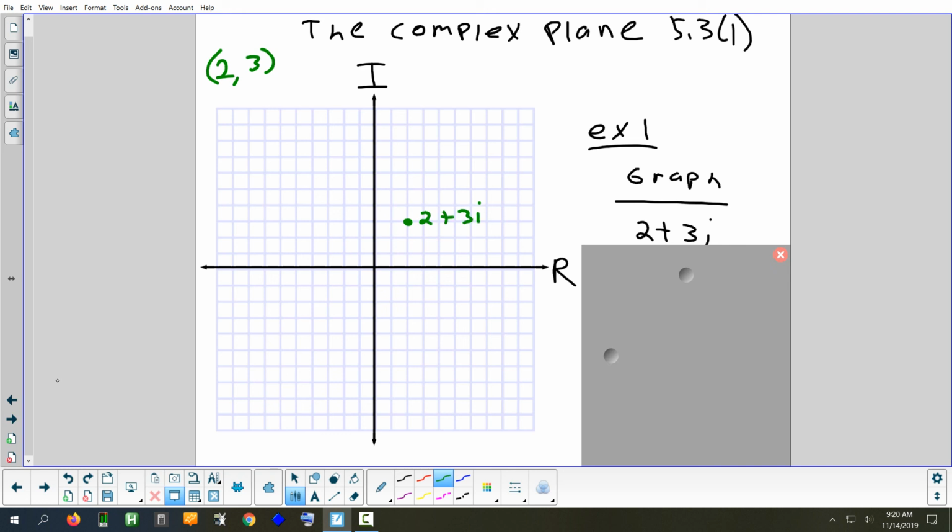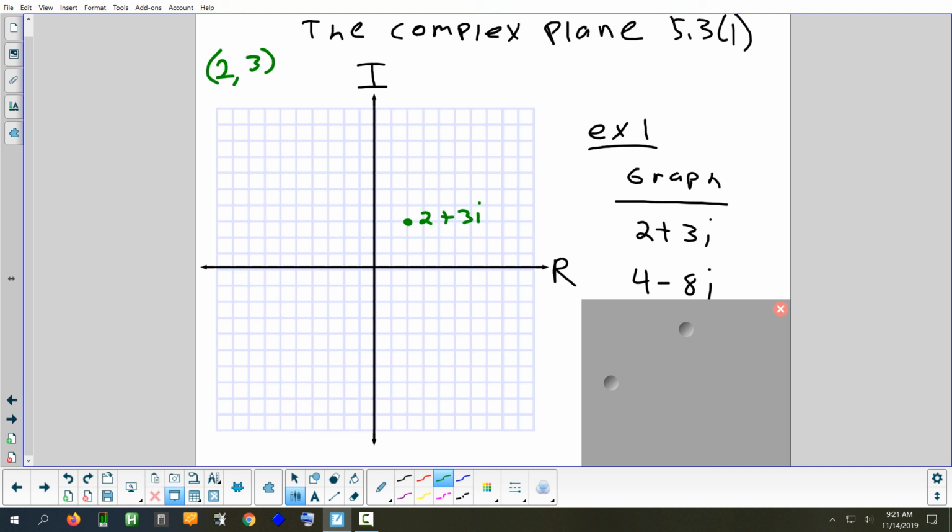That's how you graph. The biggest mistake I see people make is they switch the real and imaginary axis. They'll put I down here and R up there, and then it's wrong. Okay, so real horizontal, I vertical.